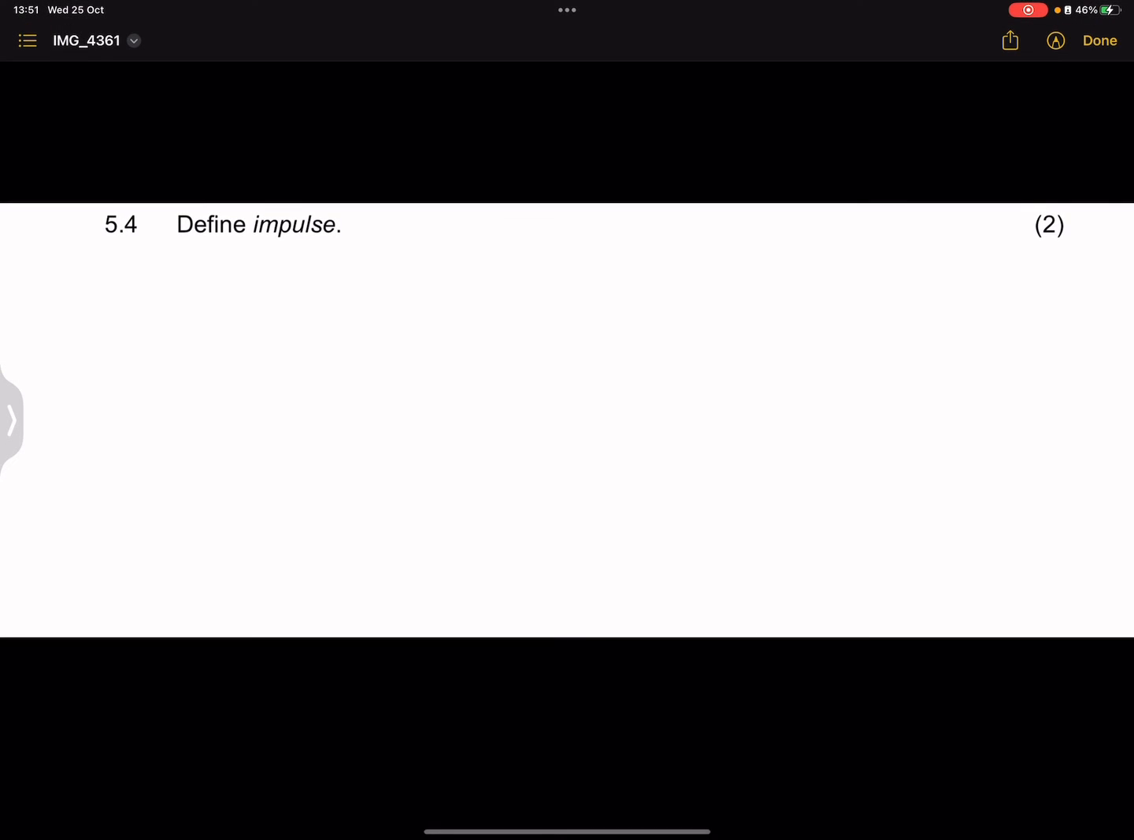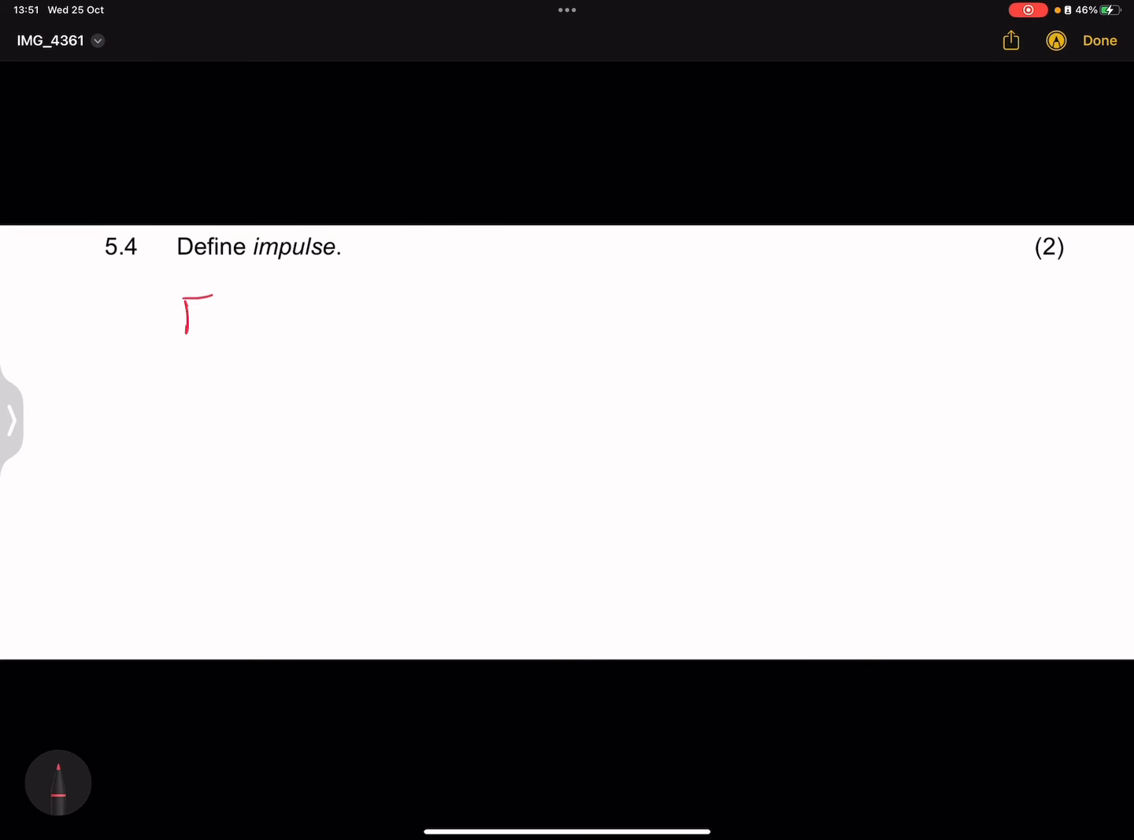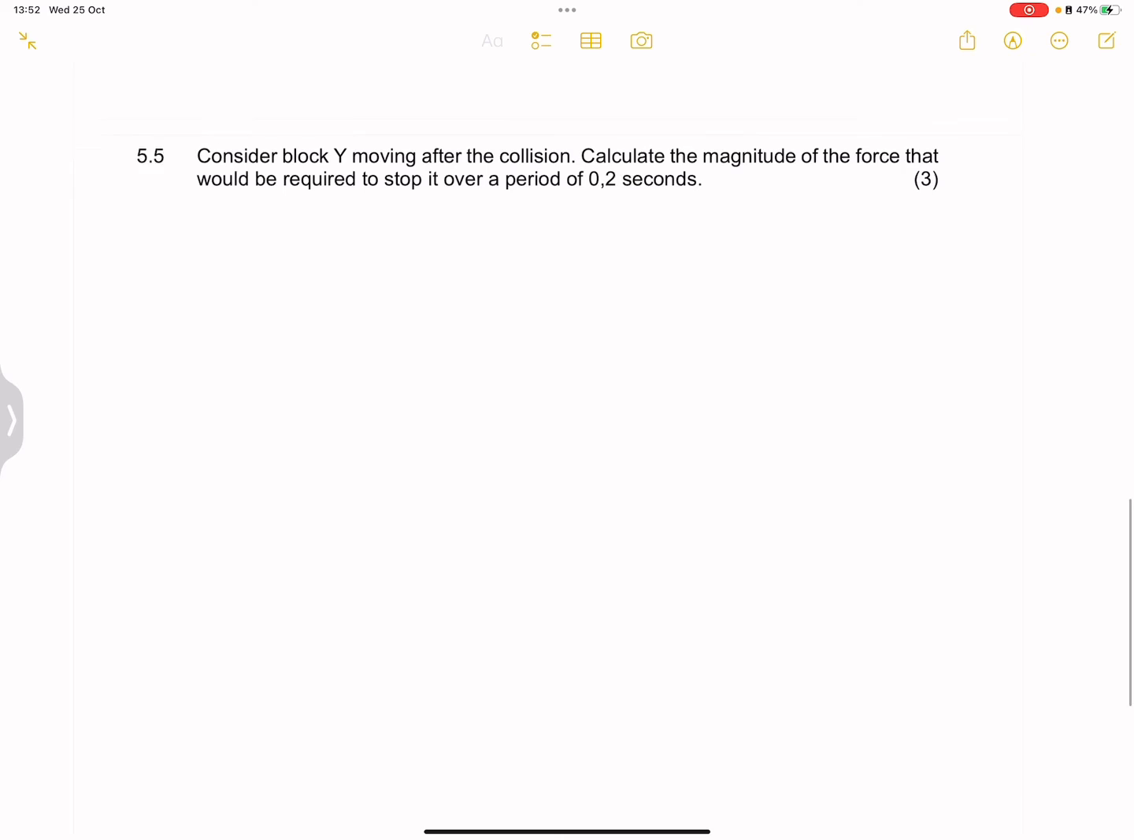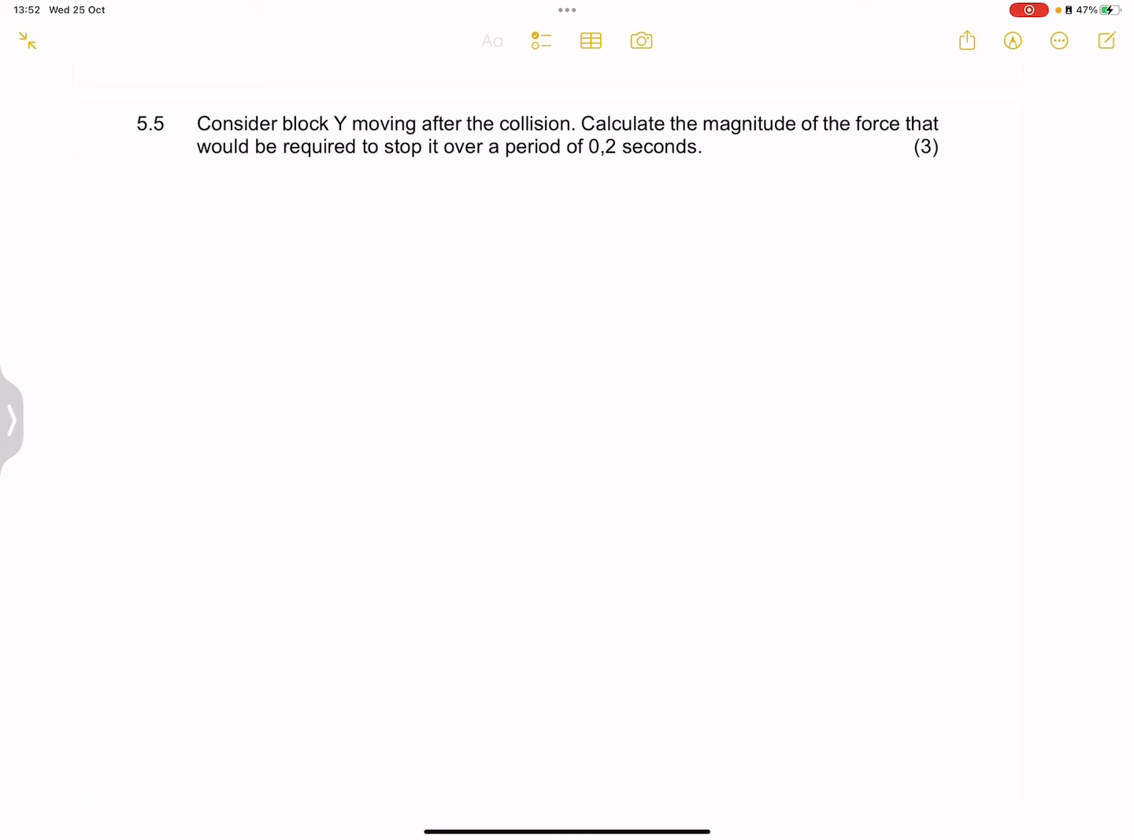Right, now they say to you, define impulse. Okay, so remember, we said impulse in this case is a product of a force and a period over which that force acts on a body, right? So I will just give you the formula, right? So it's the product of a force and the period over which that force acts on a body, right? And 5.5, they say consider block Y moving after collision, right? Calculate the magnitude of the force that will be required to stop it over a period of 0.2 seconds.